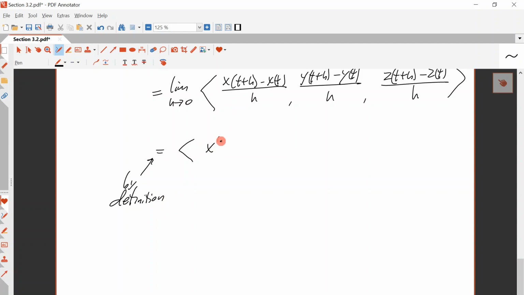This is x prime of t as h goes to 0, y prime of t as h goes to 0, and z prime of t as h goes to 0. Okay?